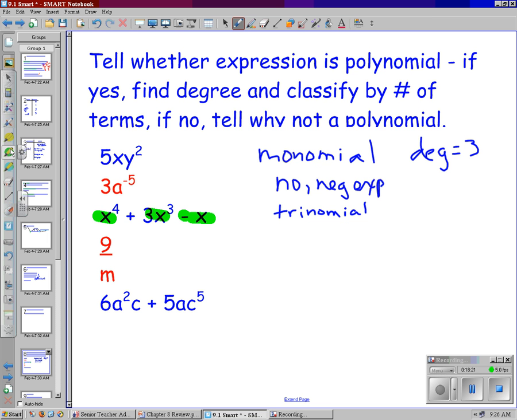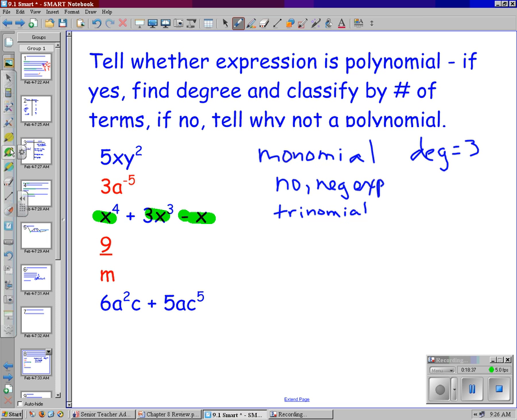You go x to the 4th. Oops, I hit an addition sign. That was my first term. 3x to the 3rd. Oops, I hit another addition sign. Negative x. There's my other term. What's the degree on that particular polynomial, please?